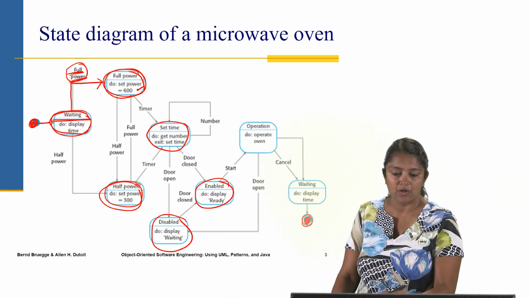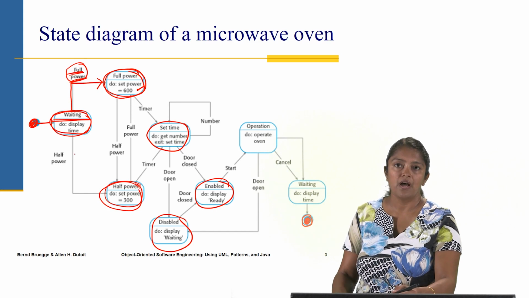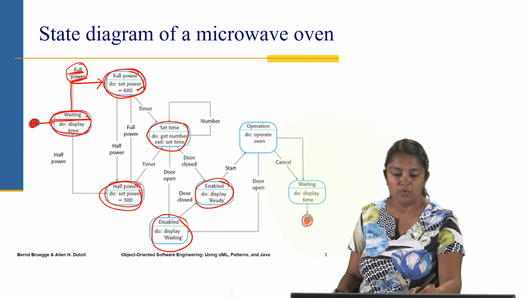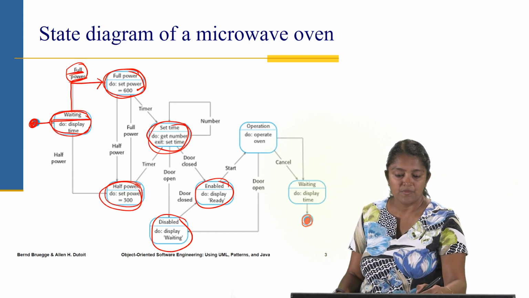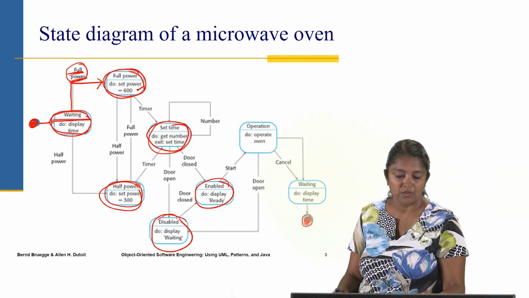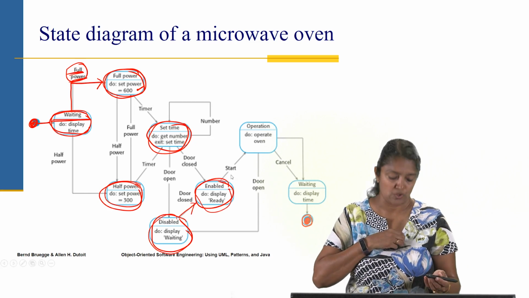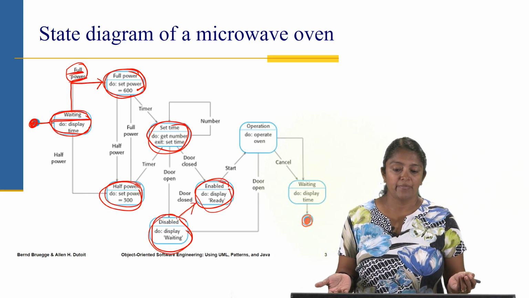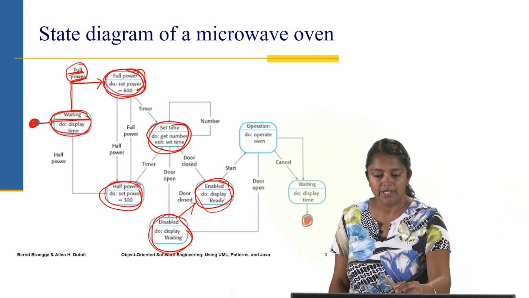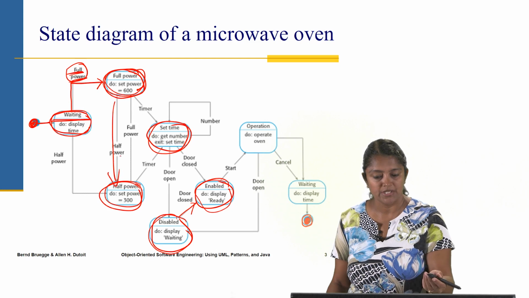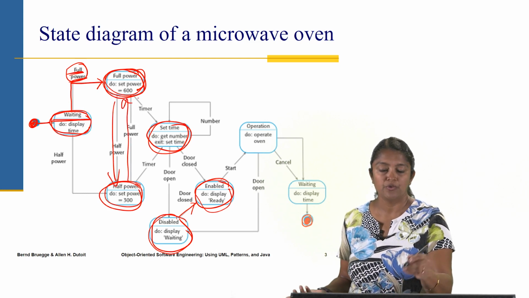So similarly, you see all of the other triggers. When half power is pressed, it moves to half power. When the timer is pressed, it moves to set time. From set time, if the door is opened, then it goes into a disabled state. If the door is closed, it goes back into an enabled state. From the disabled state, if the door is closed, it goes into an enabled state, and so on. So when the microwave is in full power, one can click the half power button and take it to the half power state. From half power it could go into full power state.